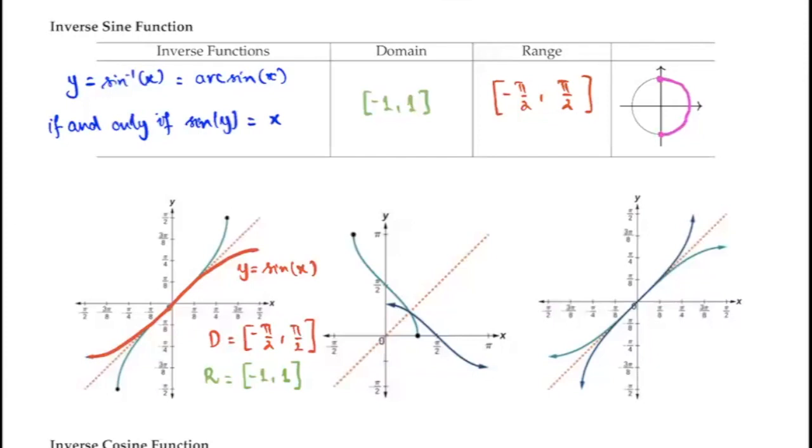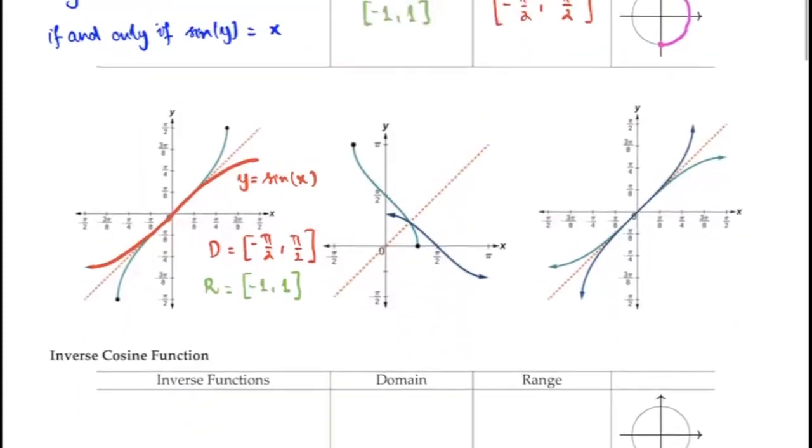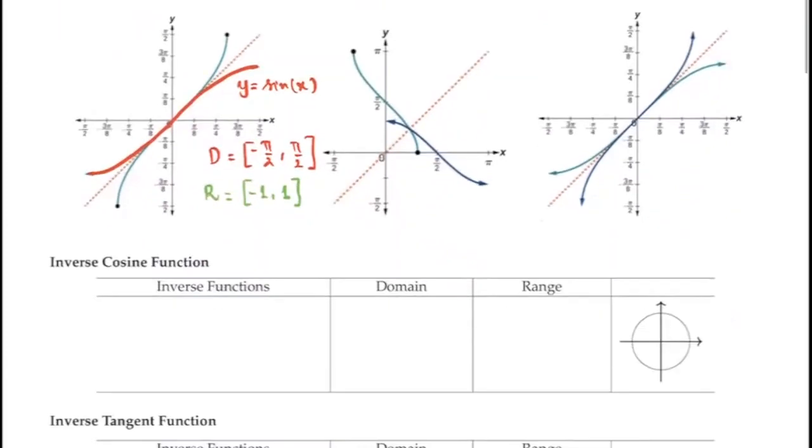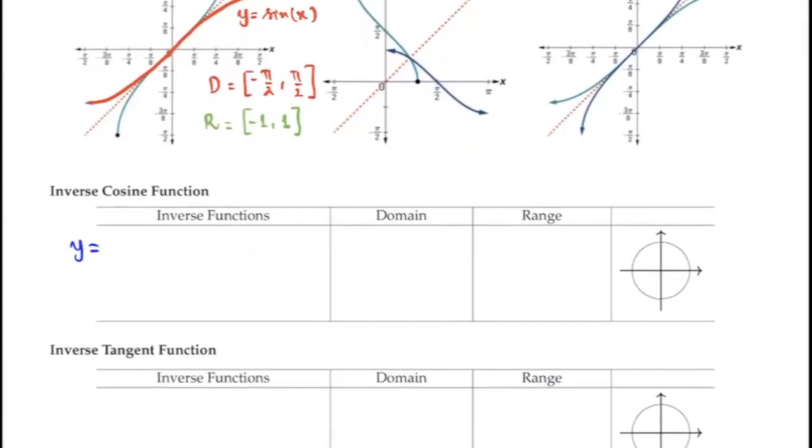Okay. Now, moving on to inverse cosine functions, we're going to have a very similar definition, but different notation here. So you have y equal to cosine inverse of x, or equal to arc cosine of x, if and only if cosine of y equals x. Again, how can we get this equation?